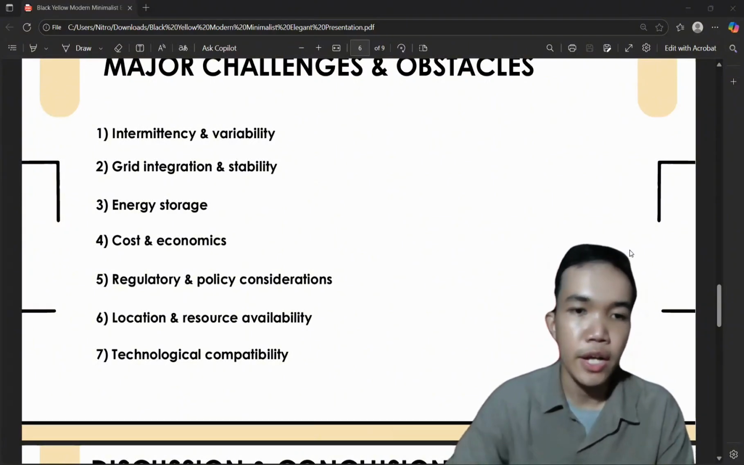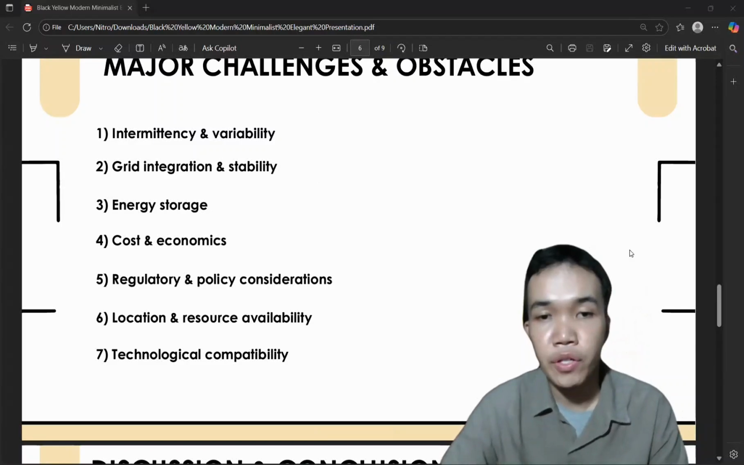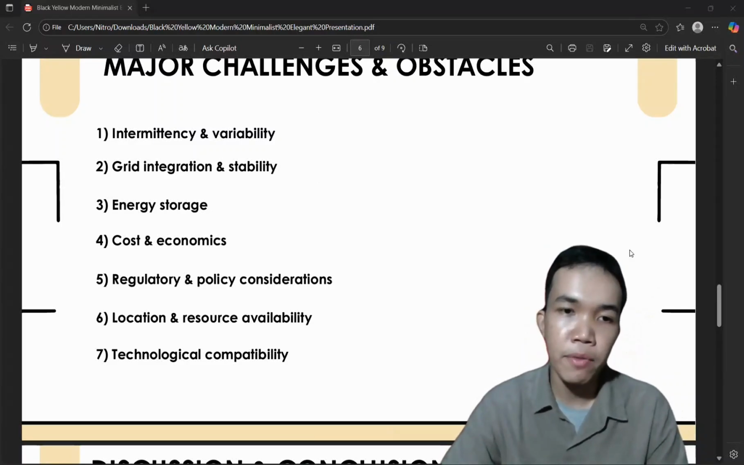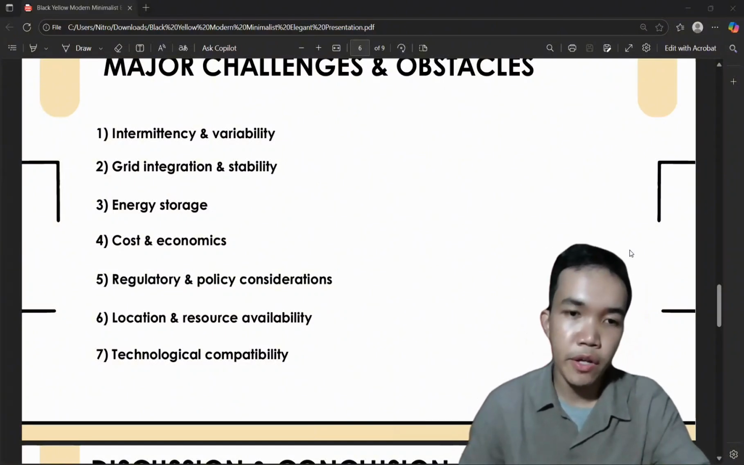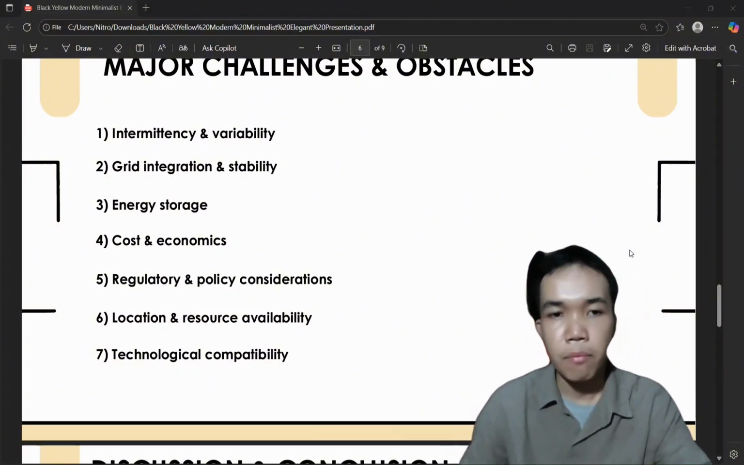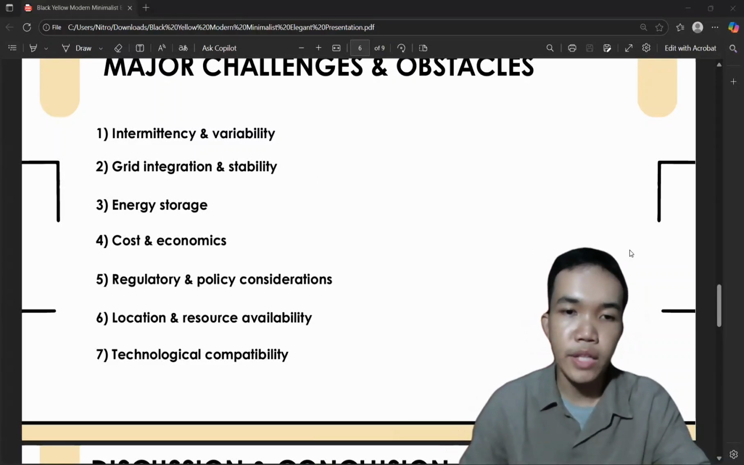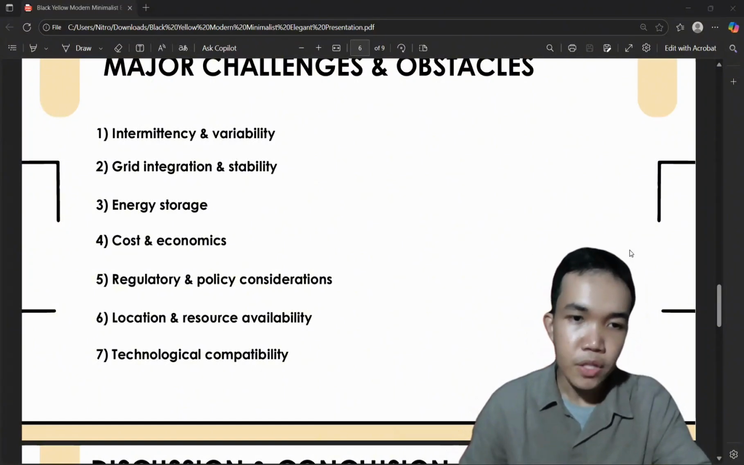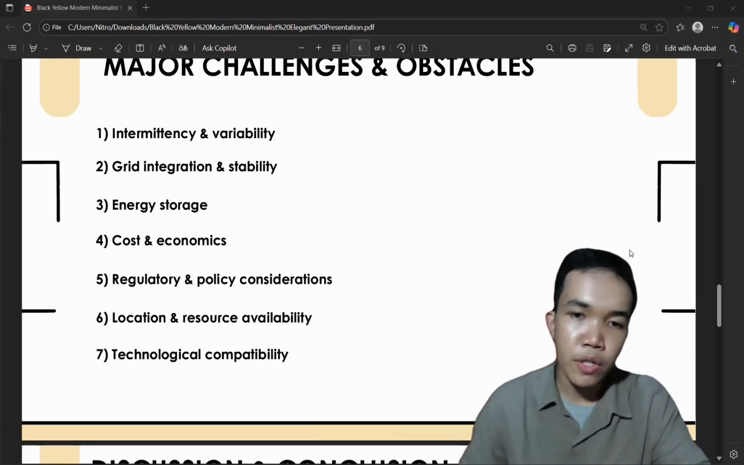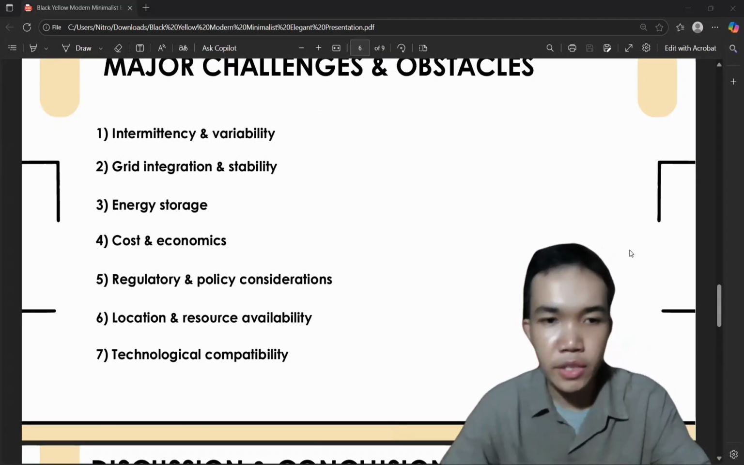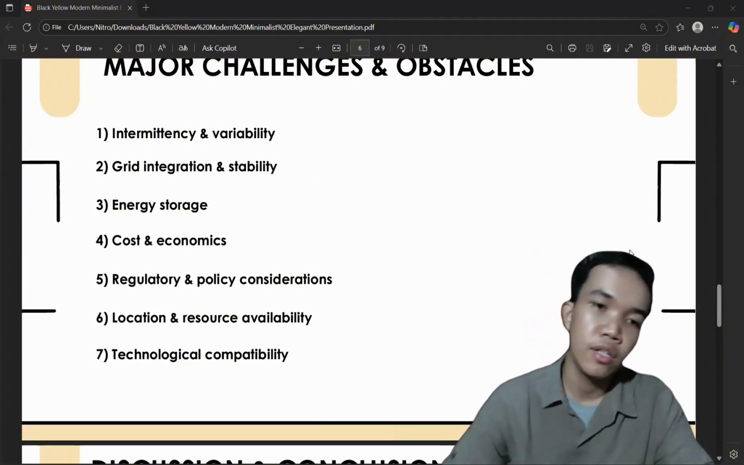Third, energy storage. Because storage determines whether renewable generation can be used reliably in mechanical systems. The fourth, cost and economics. Because we must strike a balance between predicted benefits and payback period, as well as the economic feasibility of renewable energy integration. Five, regulatory and policy considerations. Because regulatory obstacles, permission needs, and policy ambiguities that impact project development and funding might provide difficulties.